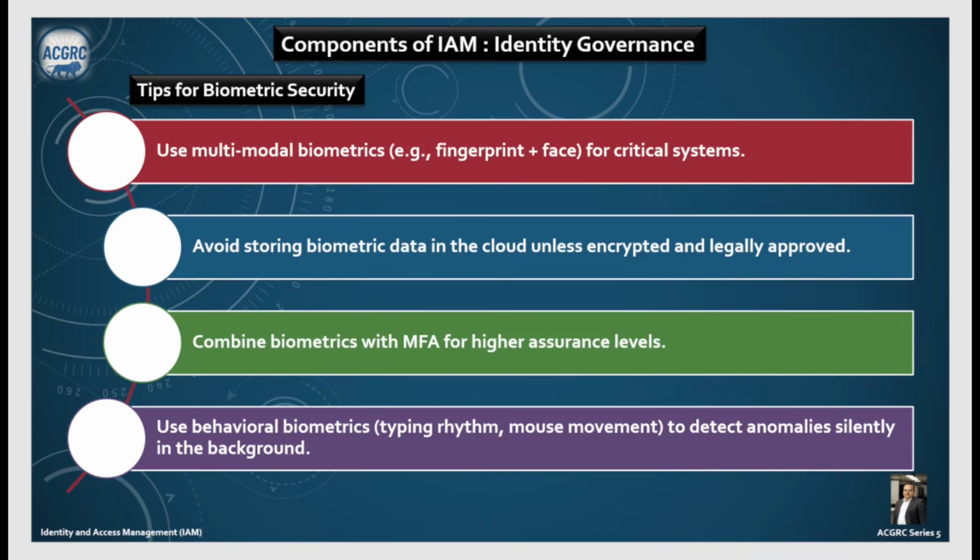Some tips: use multimodal biometrics. Example, fingerprint and face for critical systems. Avoid storing biometric data in the cloud unless encrypted and legally approved. Combine biometrics with MFA for higher assurance levels. Use behavioral biometrics like typing rhythms and mouse movement to detect anomalies silently in the background.